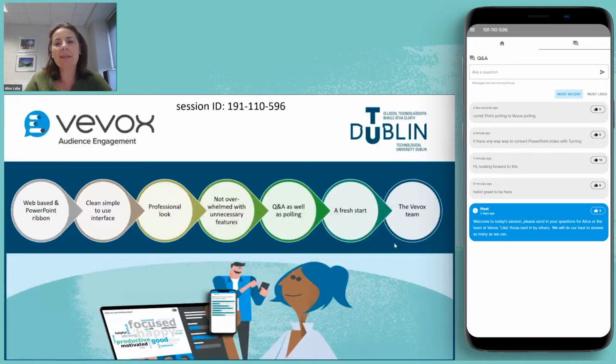Importantly for us, we felt it was the opportunity for a fresh start. We had tried Turning Point before, and not many staff took it up. This was going to be a new fresh start for us. Another good thing was that the rapport we had with the Vvox team did stand out. One of the things that amazed me within the sequence of what was happening and working with Vvox was even having access to the delivery team.